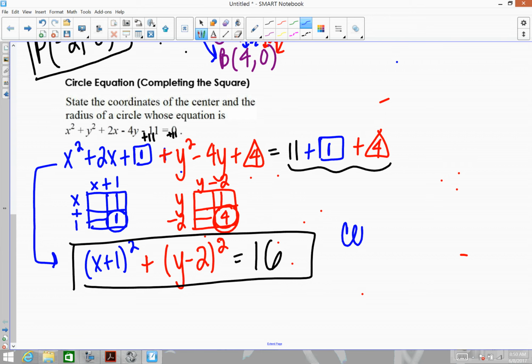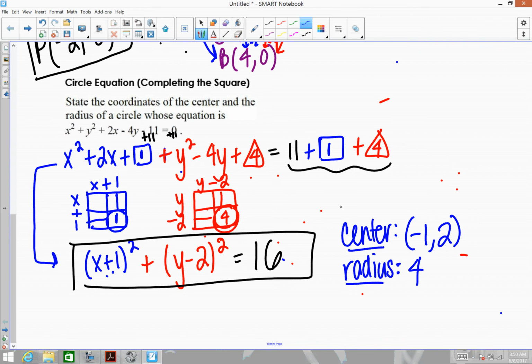So the center is going to be opposite signs, because those are, remember, from HIVO, horizontal inside, you do the opposite. So we have -1 and then +2. And then the radius, if you think of this as a squared plus b squared equals c squared, well, c squared equals 16, so the radius is c. So that means each of these things has been squared, so you have to undo it. So you're going to square root, and you get 4. So there's your radius.